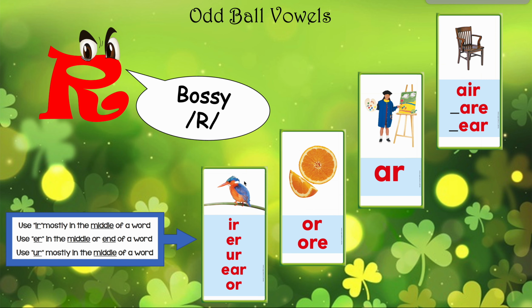Okay, let's look at those R controls. We talked a little bit about them. Now, the cool thing is when you're trying to decipher between IR, ER, or UR, we often have IR in the middle of the word. ER can be in the middle, but very much occurs at the end as a suffix. And UR is mostly in the middle of the word. So that's why we like to tap into that ER as a suffix. You're going to find it the most often.